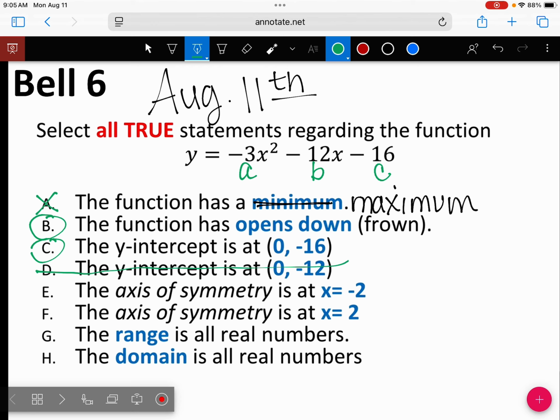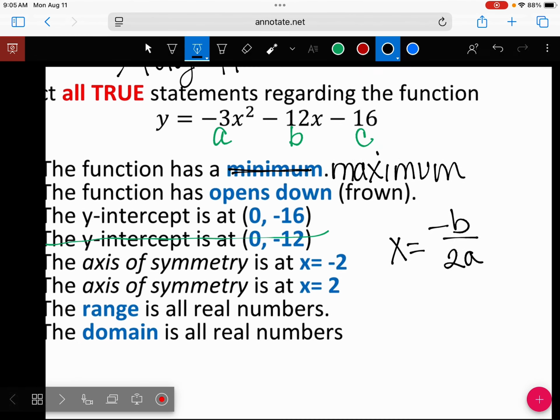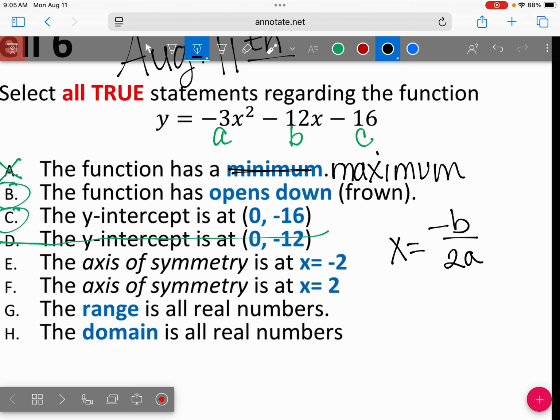Now, the only one that requires a little bit of calculator work is the axis of symmetry. So that would be x equals the opposite of B over 2A. So B is negative 12. The opposite of negative 12 would be positive 12. And that's divided by 2 times A. And what did we say A was again? Negative 3.